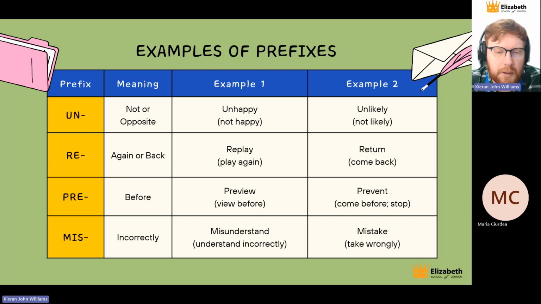And lastly, we've got miss. Miss tells us that something is not correct or not fully understood. So misunderstand is to not correctly understand someone or to make a mistake. Again, it says that something is wrong or incorrect.